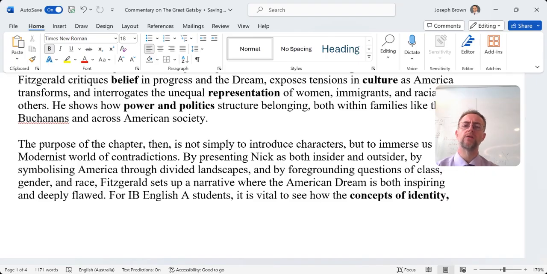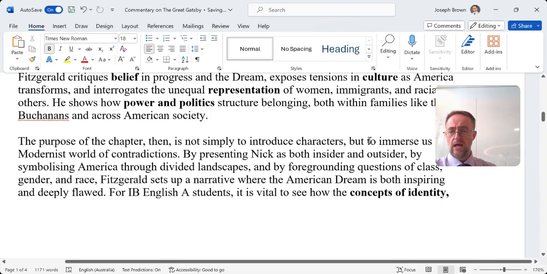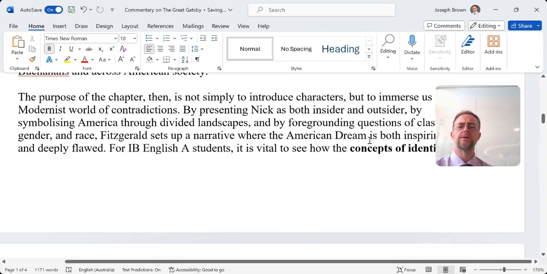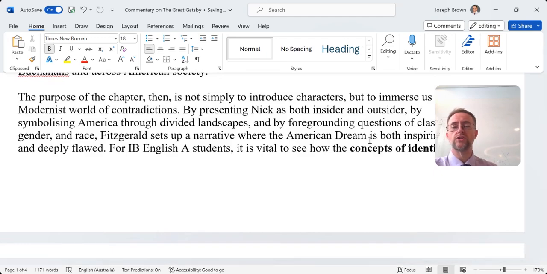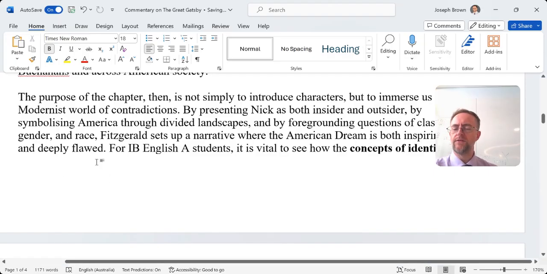And he shows how power and politics structure belonging both within families like the Buchanans and across American society. The purpose of the chapter then is not simply to introduce characters, but to immerse us in a modernist world of contradictions by presenting Nick as both insider and outsider, by symbolizing America through divided landscapes, and by foregrounding questions of class, gender, and race. Fitzgerald sets up a narrative where the American dream is both inspiring and deeply flawed.